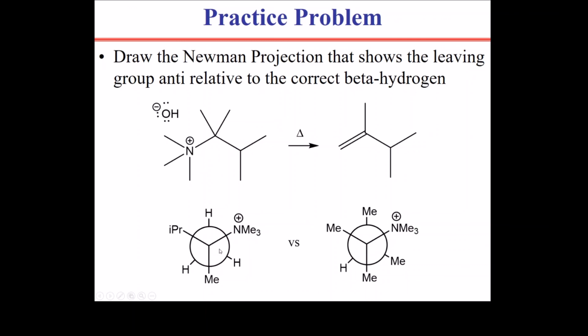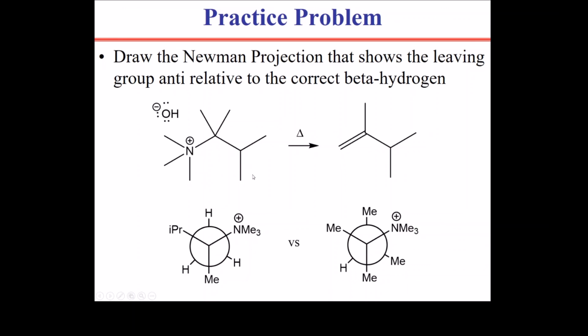So my back carbon right here has 3 hydrogens. The front carbon has a methyl group. This is an isopropyl group in the large nitrogen ion compound, or portion of the molecule. And so here's the methyl group, here's the isopropyl group, and here's the large nitrogen. And no matter how I rotate this, I don't have any problematic gauche interactions when I try to put the hydrogen that needs to be plucked off anti relative to the nitrogen leaving group. So this explains why this is the major product.